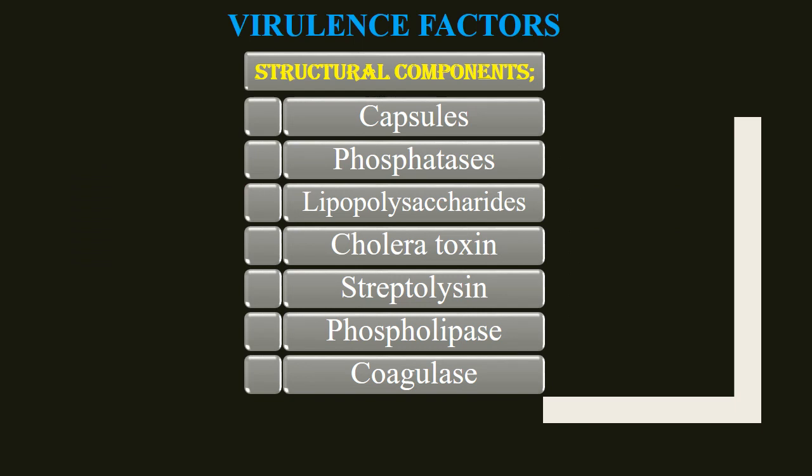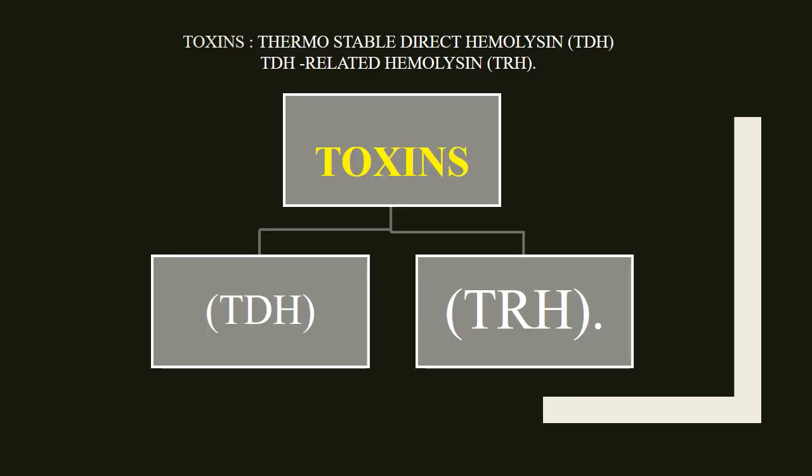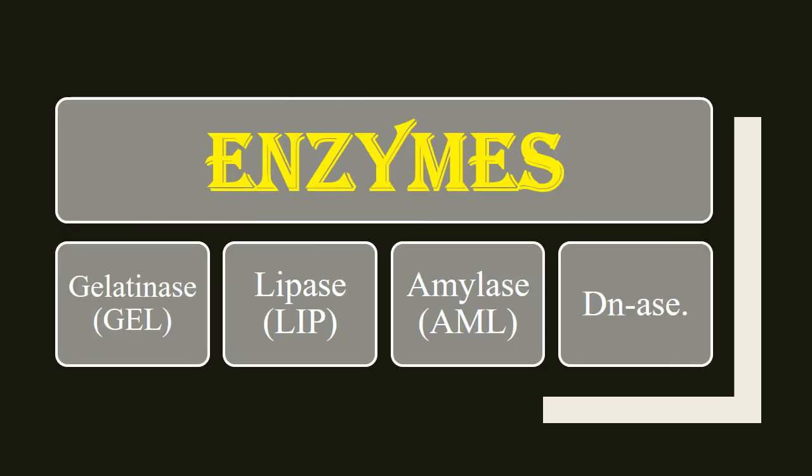Next, virulence factors of Vibrio parahaemolyticus. Structural components are capsules, phosphatase, lipopolysaccharides, cholera toxin, streptolysin, phospholipase and coagulase. Vibrio parahaemolyticus exhibits two toxins. They are TDH and TRH. TDH refers to thermostable direct hemolysin and TRH refers to TDH related hemolysin. Vibrio parahaemolyticus also exhibits enzymes such as gelatinase, lipase, amylase and DNase.